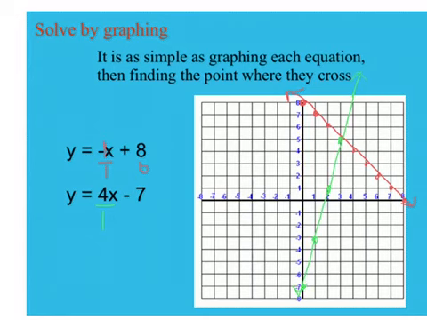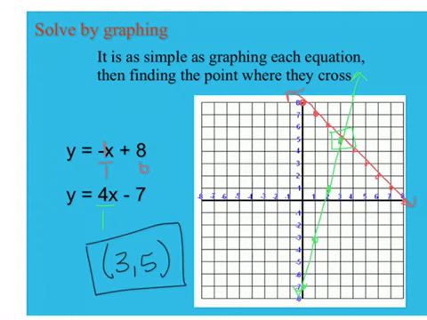Then step number 3 tells me to figure out the point where they cross. So they do cross, they cross right there. So my solution for both of these is going to be (3, 5). Remember the x before the y, so I went over 3, up 5. That would be my solution.